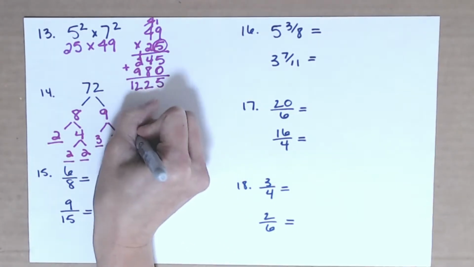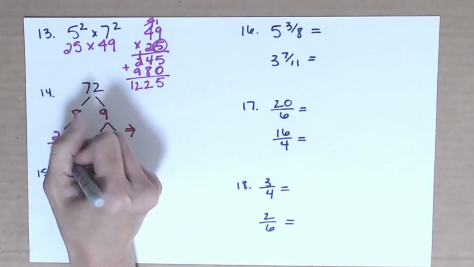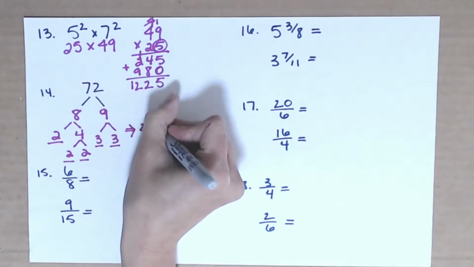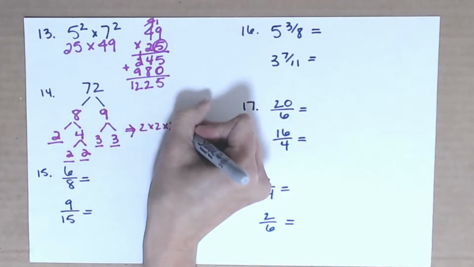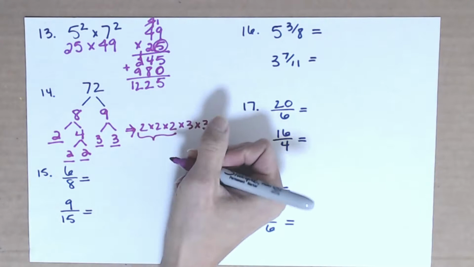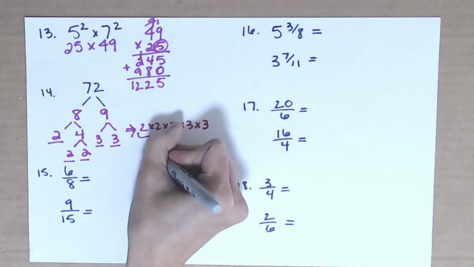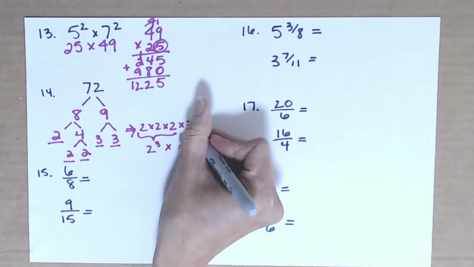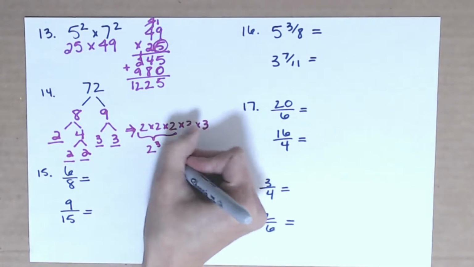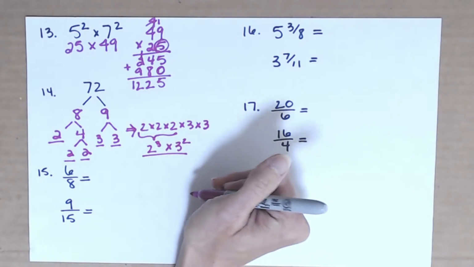And I combine them. I do my smallest factors first. So I do 2 times 2 times 2, and then 3 times 3. But then I combine like factors using exponents. 2 times 2 times 2 is 2 to the third, and 3 times 3 is 3 squared. So my answer is 2 to the third times 3 squared.